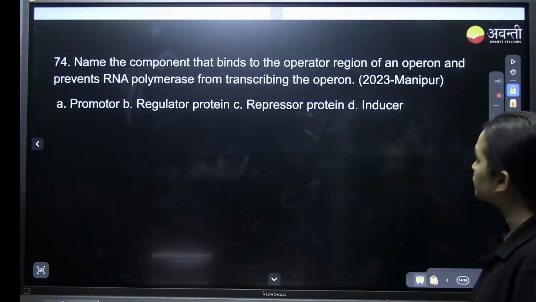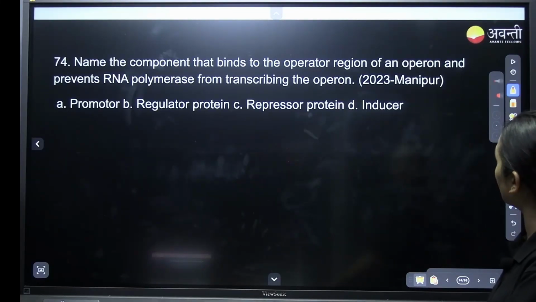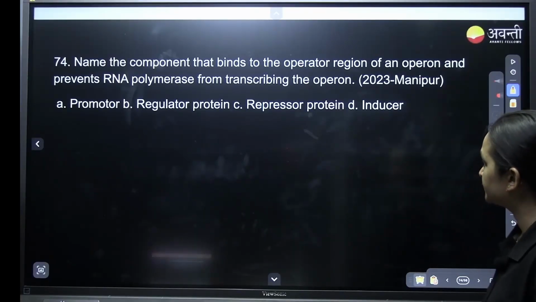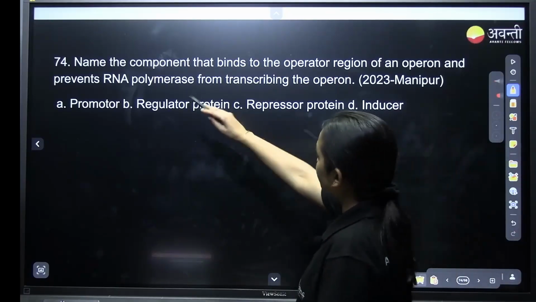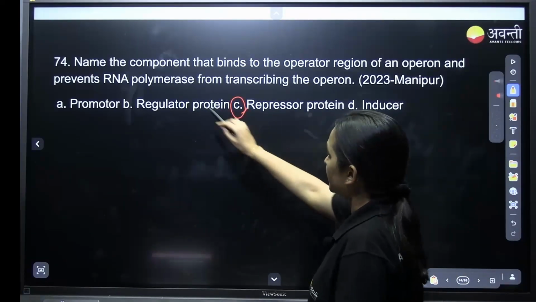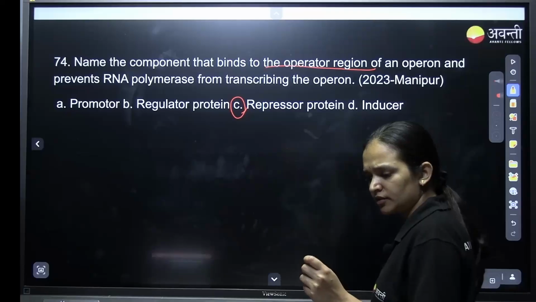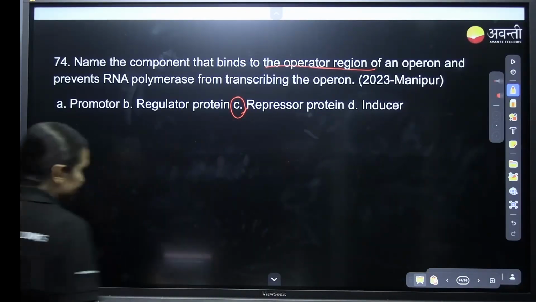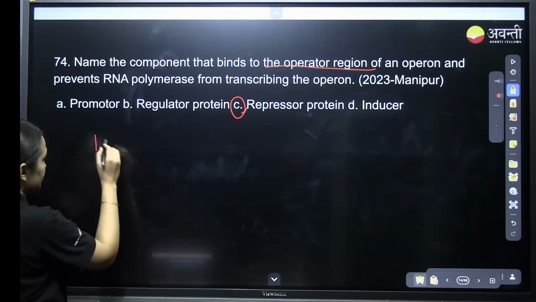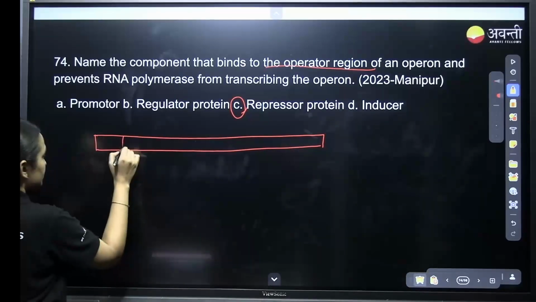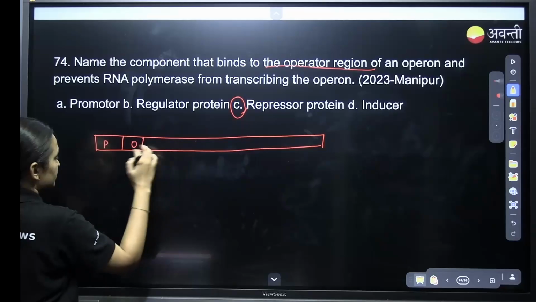Name the component that binds to the operator region of an operon and prevents RNA polymerase from transcribing the operon. Who goes and binds in the operator region? It is the repressor protein. Should I explain you the lac operon? Yes, ma'am. So the thing is, this is a structural gene, I'll draw the structural gene. Okay, here. So this is the promoter.